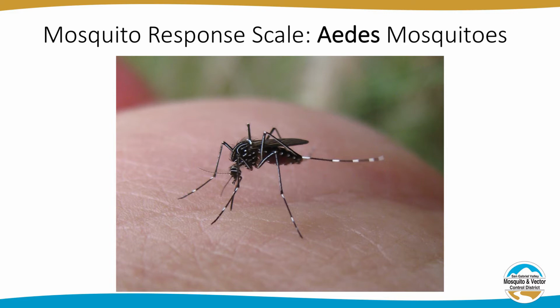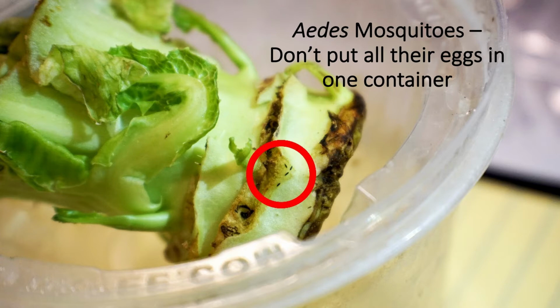You know them as little black and white mosquitoes that are ankle biters. They unfortunately are known to transmit Zika, yellow fever, dengue fever, and even chikungunya. As of right now, none of those are spreading locally here in Pasadena, and we hope they never will. But they're very aggressive and they can spread very quickly through neighborhoods.